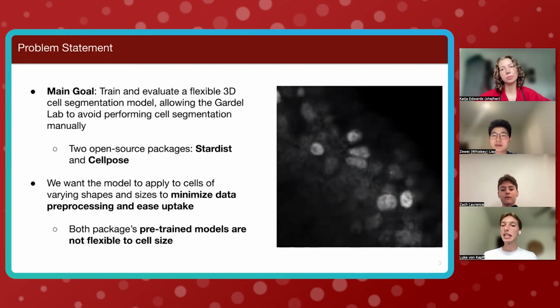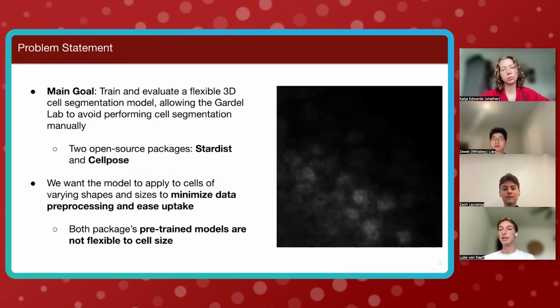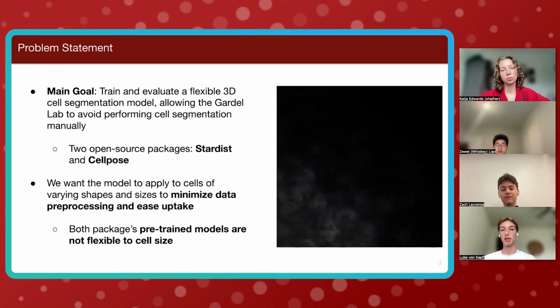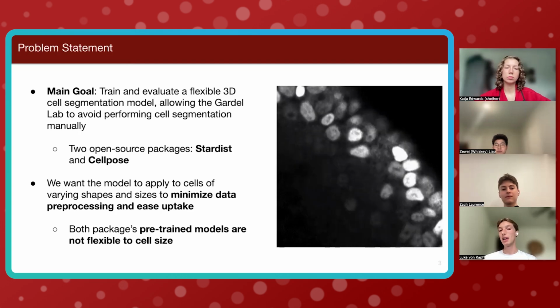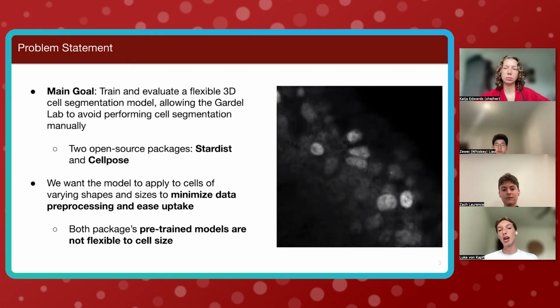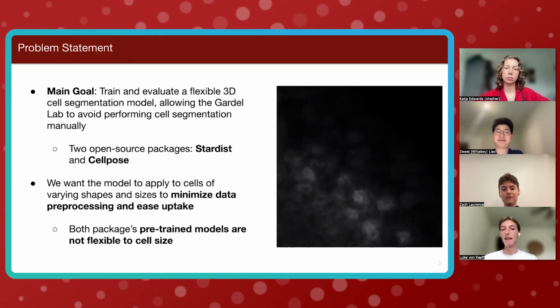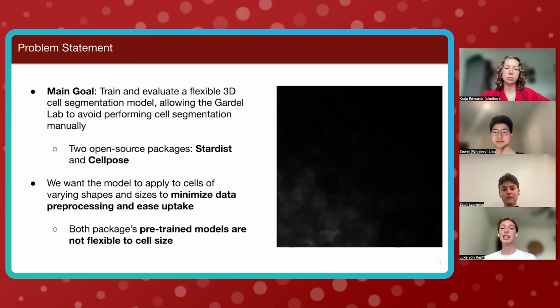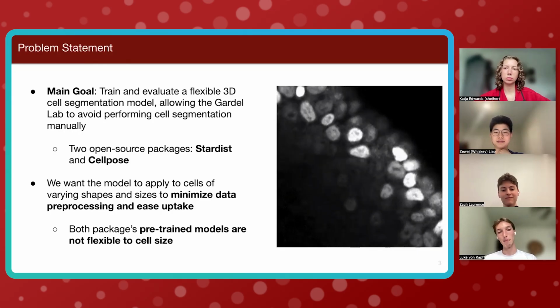Great. So now moving on to the specific problem that we've been addressing. While in winter quarter we focused mostly on two-dimensional images, this quarter we shifted our focus to three-dimensional cell image data. Our goal is to train and evaluate an automated 3D cell segmentation model for the Gardel Lab so that when they or other researchers collect new data, they can quickly segment it instead of having to draw cell boundaries by hand. And we're doing this using two deep learning automated cell segmentation models called StarDist and CellPose.